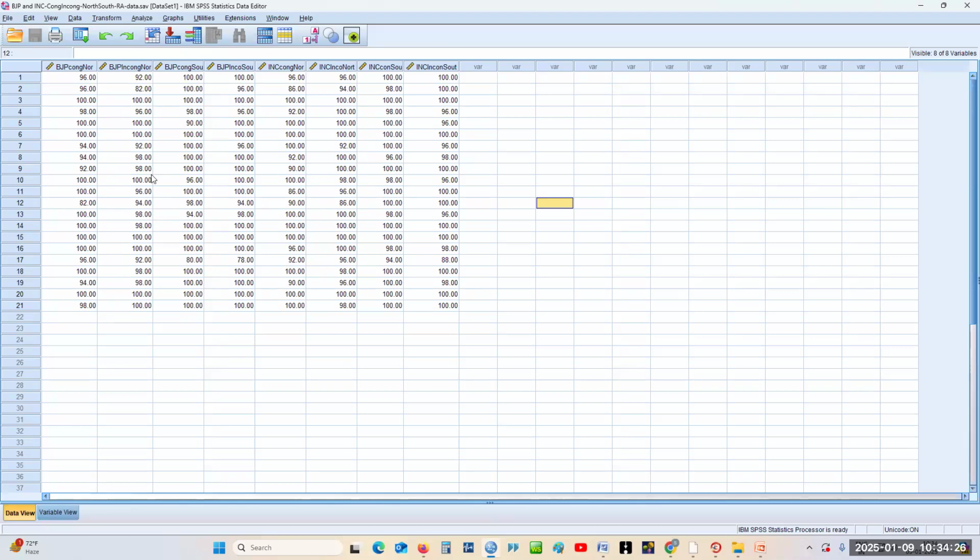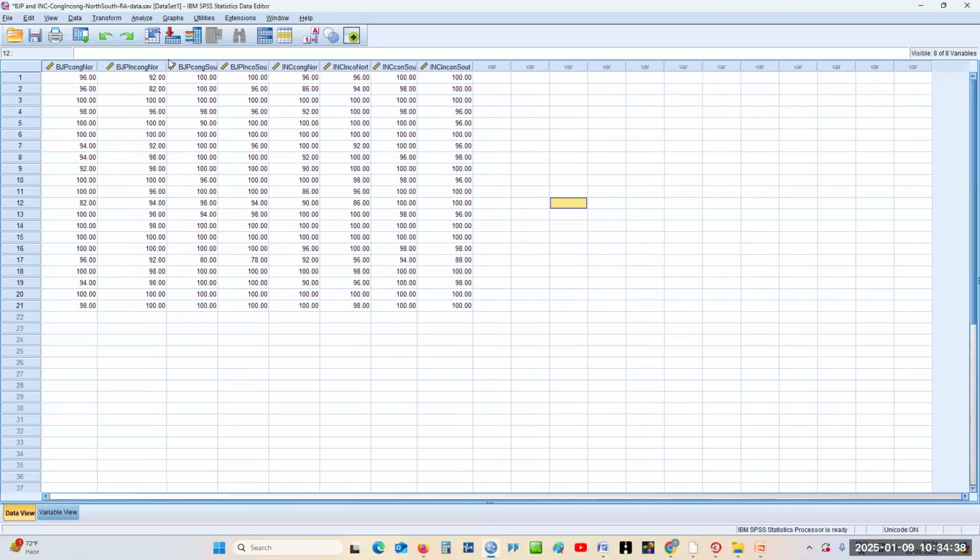So we have two things. One is BJP congruent, and we also have BJP incongruent. That means the BJP symbol can match with the BJP symbol, and the BJP symbol can mismatch with Congress symbols. So that is what we have conducted in this experiment, and we have collected the response accuracy, that's what we call RA. All of you can see these are the response accuracy.